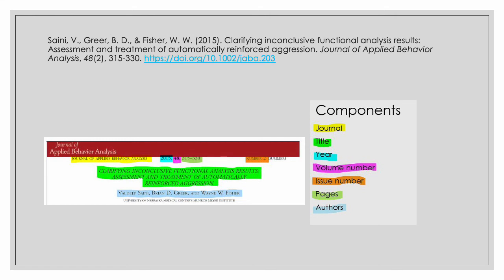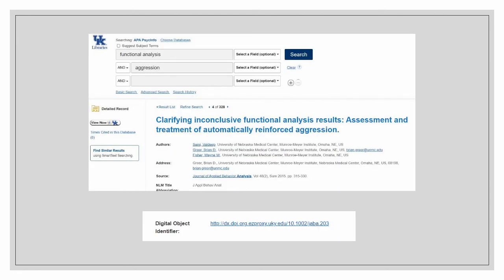The last component of the citation is the DOI link. This has to be a live link, meaning it shows up in blue and that you can right-click on it to be directly connected to the article. The easiest way to find this is after you follow the steps that have been listed on the How to Find a Research Article flyer that you've been provided. You'll come to a page on the UKY Library website that looks like this.